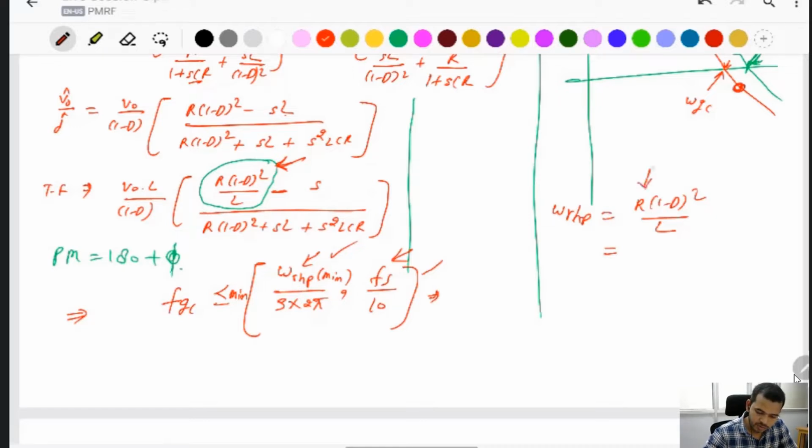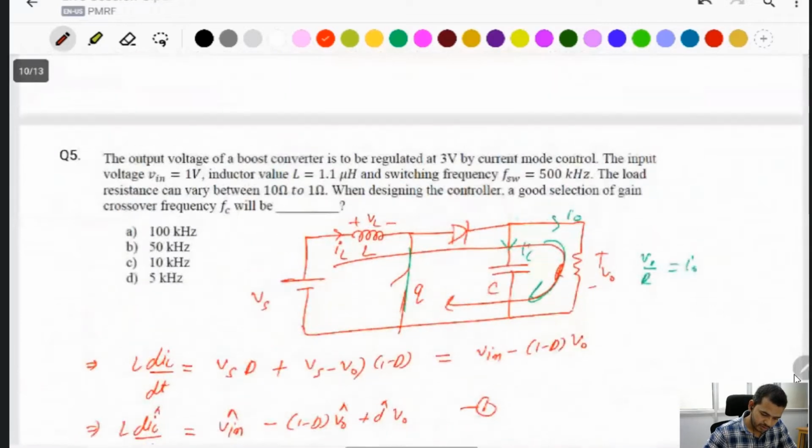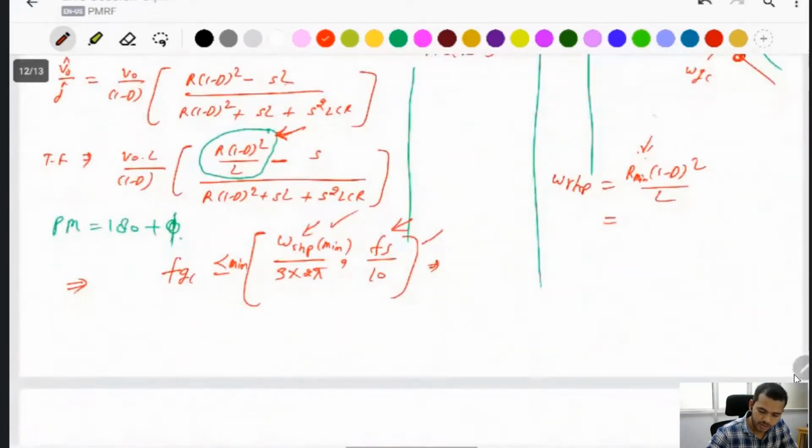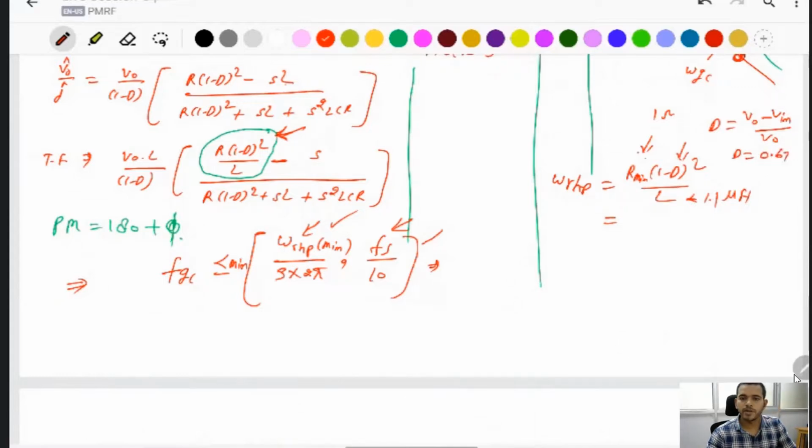Take R as the minimum value, R also minimum. Given 10 to 1 ohm, take 1 ohm. L is 1.1 microhenry. So R is 1 ohm, and L is 1.1 microhenry. And the duty ratio in a boost converter, D is equal to V naught minus V in divided by V naught, which I think is 0.67 or 2 by 3. Take this, then you find the result like that.